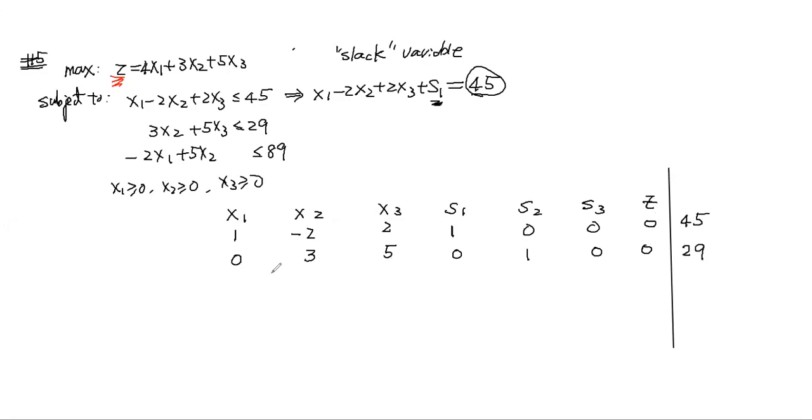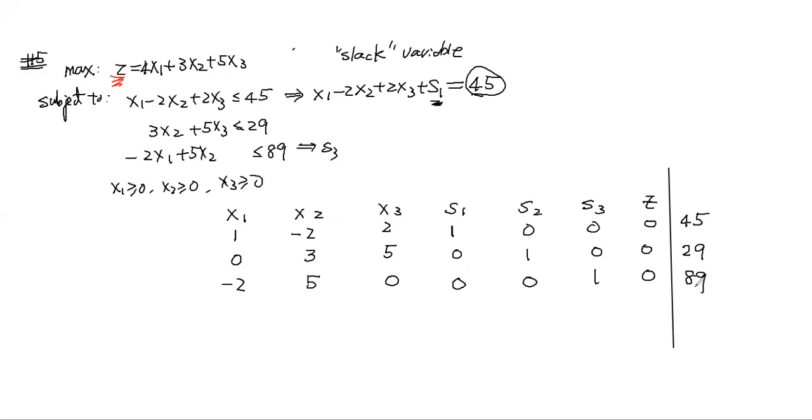Then the third one is -2, 5. I don't have x3, so it's 0. For the third one, you add s3 as the slack variable, so it's 0, 0, 1. I don't have z here, so it's 0. This one is 89.